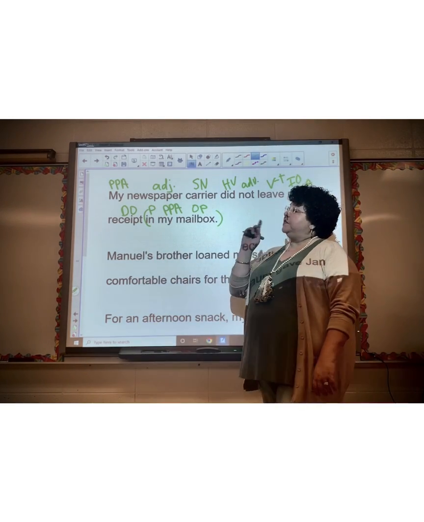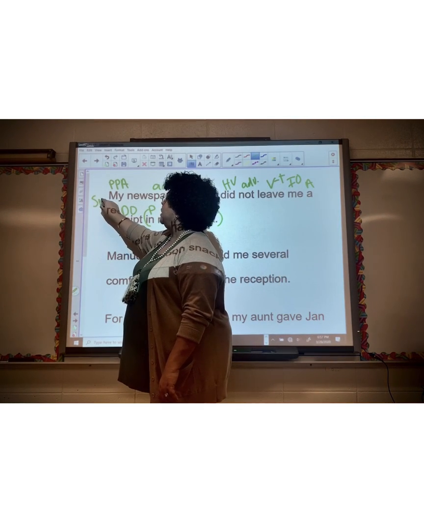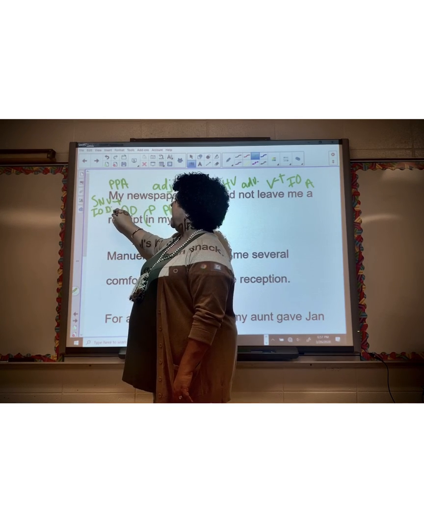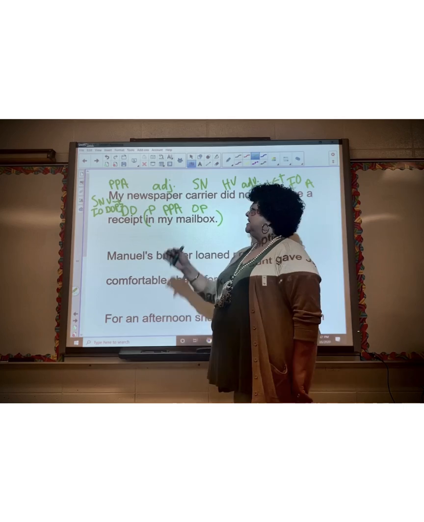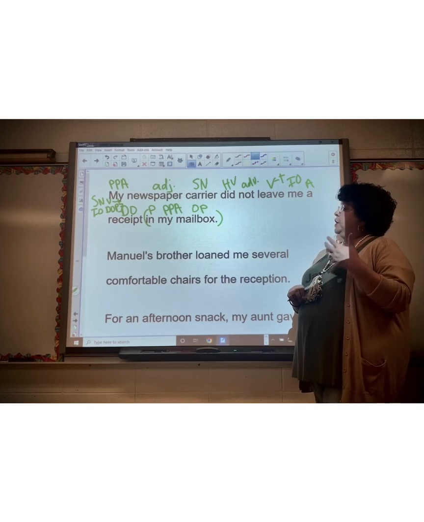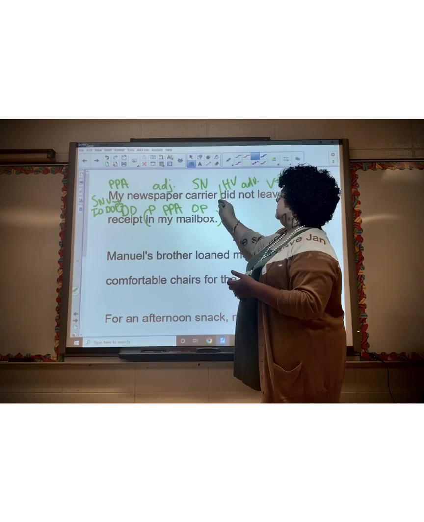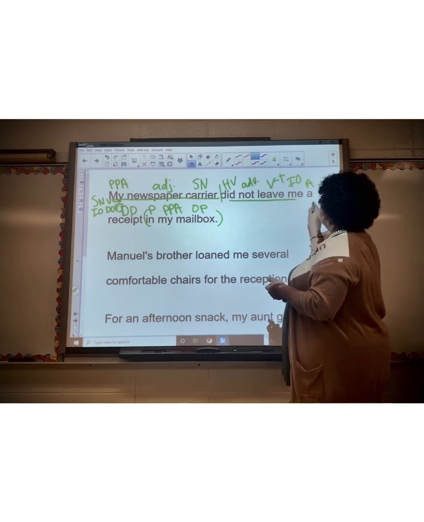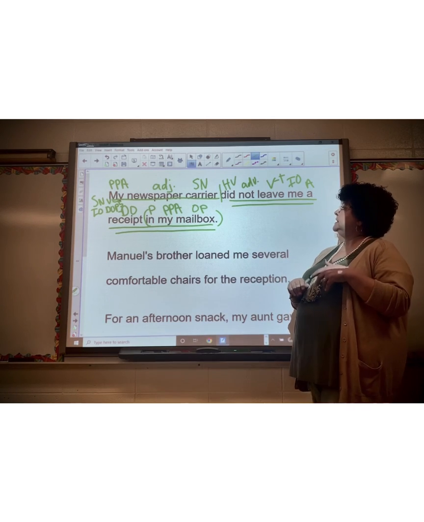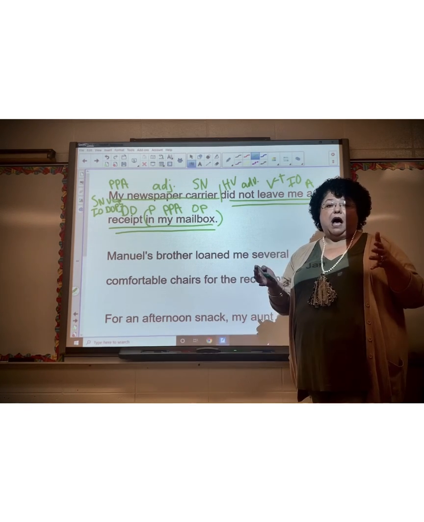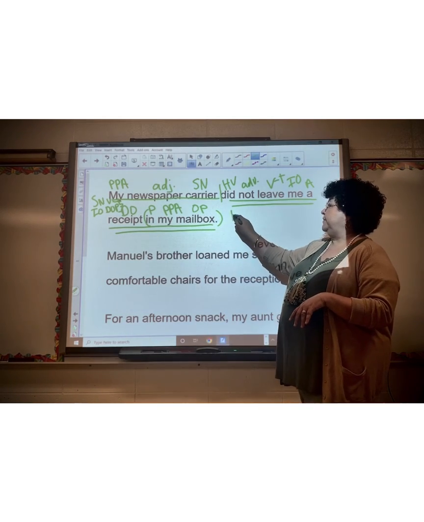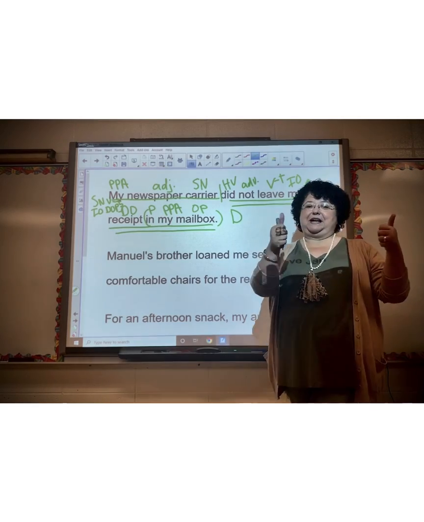Does everything have something on it? It does. This is subject, noun, verb, transitive, indirect object, direct object, pattern 3. It's kind of hard. I squelched it up in there. But pattern 3. Skill check. Go back to the verb, did. Divide the complete subject from the complete predicate. So my newspaper carrier is the complete subject. Did not leave me a receipt in my mailbox is the complete predicate. Period, statement, declarative sentence. I hope everybody got that correct.